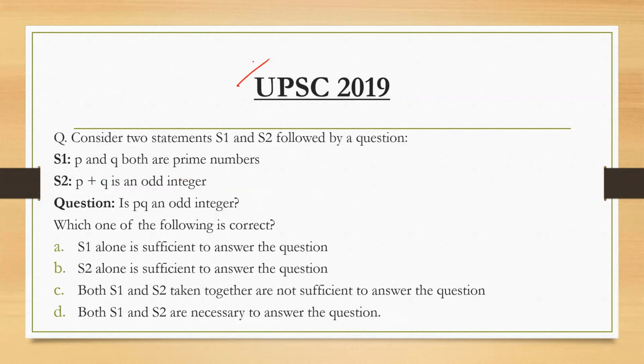yes, try this one. Asked in your UPSC 2019. This will be your second last question. Again, a direct, straightforward question. The question is: is PQ an odd integer? And statement 1 says P and Q both are prime numbers, and P plus Q is an odd integer.